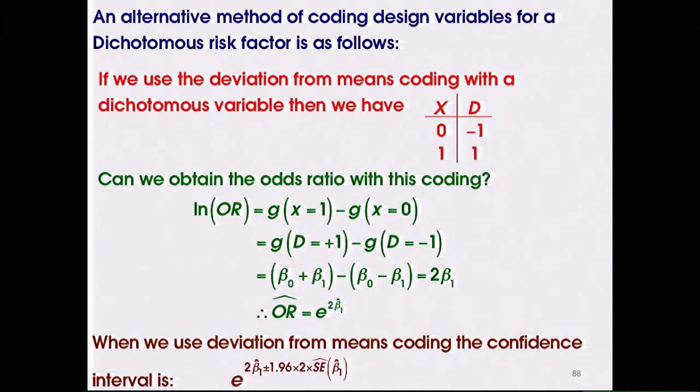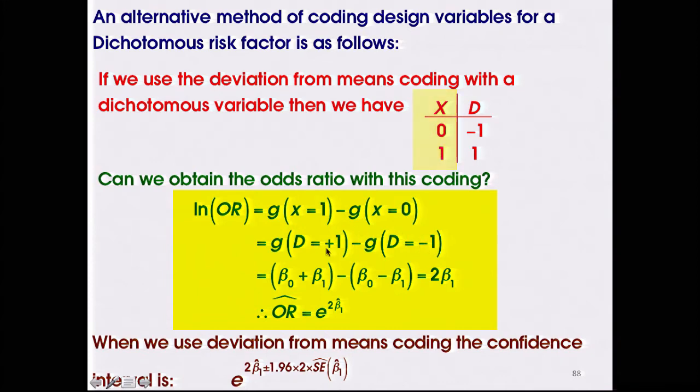Now I want to use a technique that we're going to use very, very often in this course. It's basically going back to basics, saying that we know that the log of the odds ratio is the logit difference. So the log of the odds ratio is the logit when x is equal to 1 minus the logit when x is equal to 0. But when x is equal to 1, d is equal to +1. When x is equal to 0, d is equal to -1.